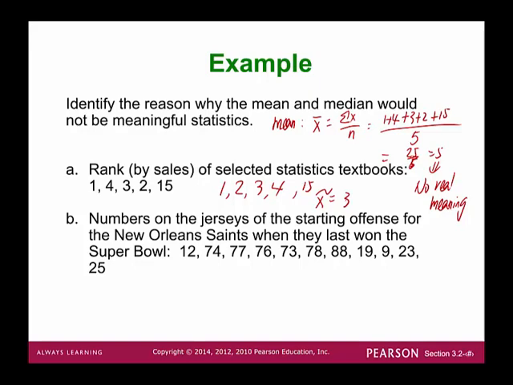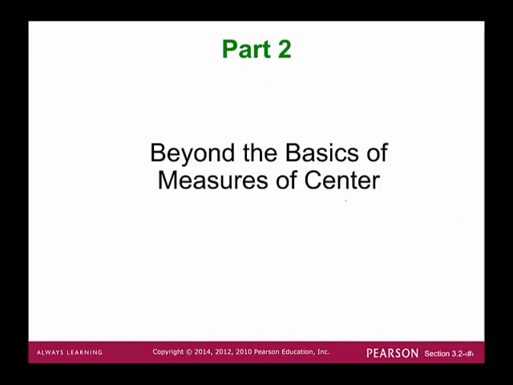Okay. And also the numbers on the jerseys of the starting offense for the New Orleans Saints when they last won the Super Bowl. All those are jersey numbers, and you average all those jersey numbers, or you find the middle of those jersey numbers, and it's impossible to interpret in the real sense. So again, you can find a mean, median, but in these cases, you won't be able to find a meaningful interpretation about those.